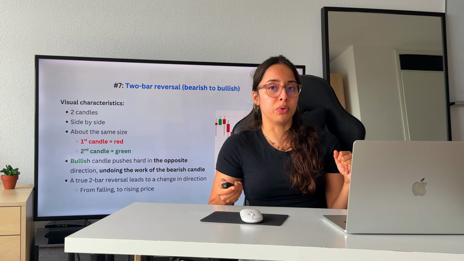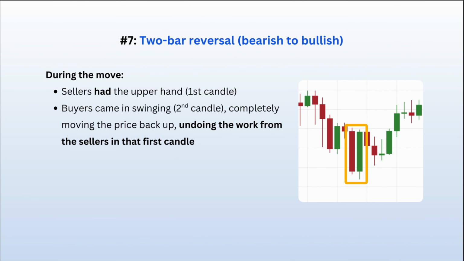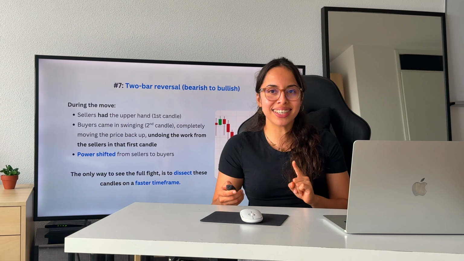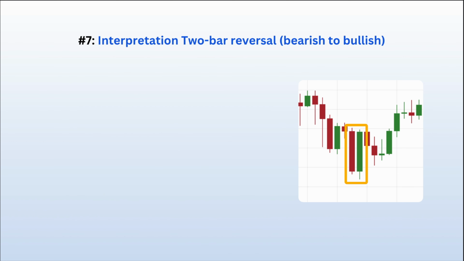So what happened during the move? We know that during the move, the sellers had the upper hand during the first candle, obviously because it's a wide spread candlestick. And we know that the buyers came in swinging in the second candlestick, where they completely moved the price back up and undid all of the work from the sellers in that very first candle. So in this case, there was a power shift from sellers to buyers. And once again, guys, the only way to see the full fight is to dissect these candles on the faster time frames.